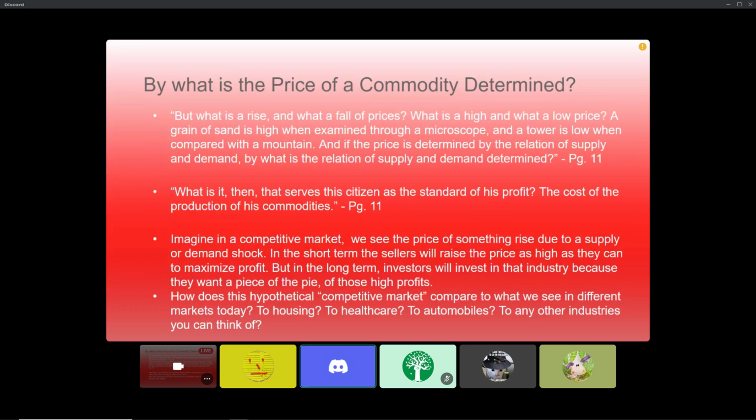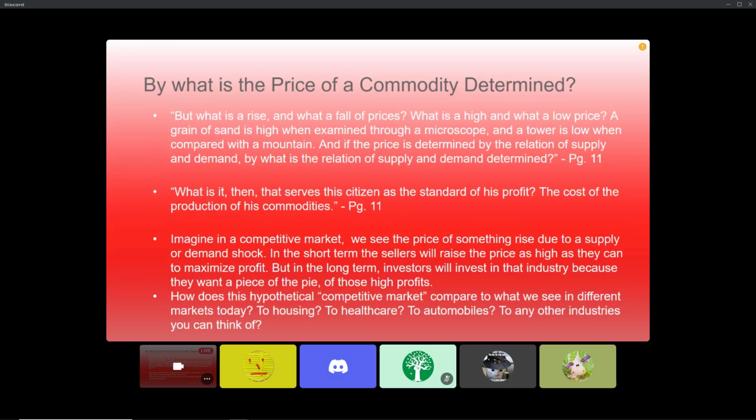He's then asking, what is a rise and what is a fall of prices? Because we can observe prices rising and falling. What is a high and what is a low price? And I love his symbolic language. A grain of sand is high when examined through a microscope, and a tower low compared with a mountain. If the price is determined by the relationship of supply and demand, by what is this relation determined?